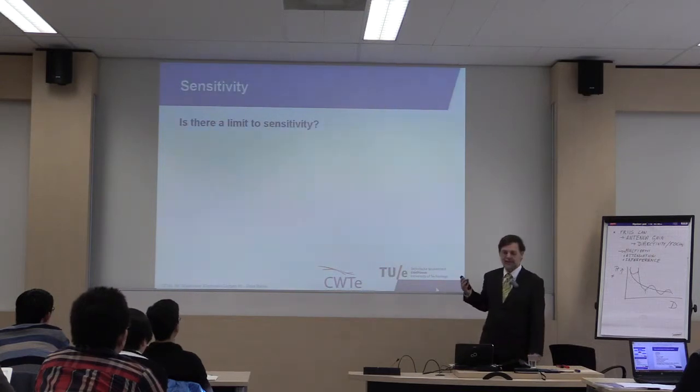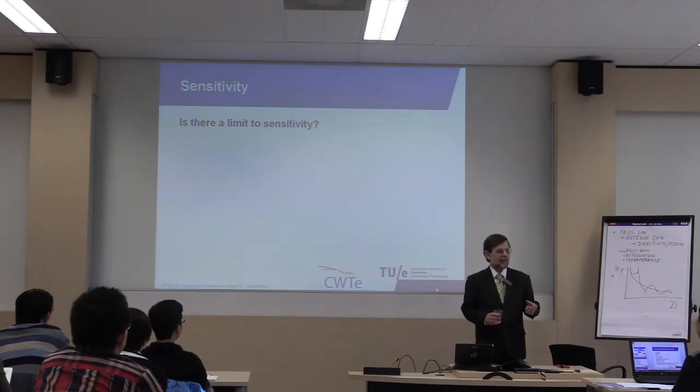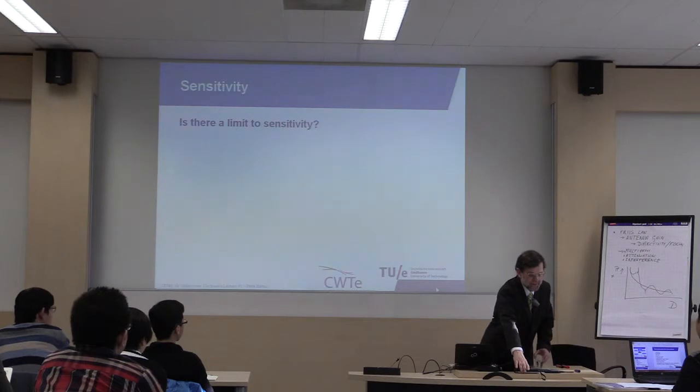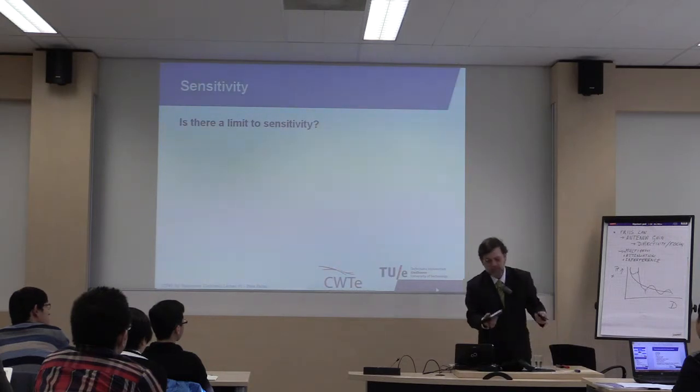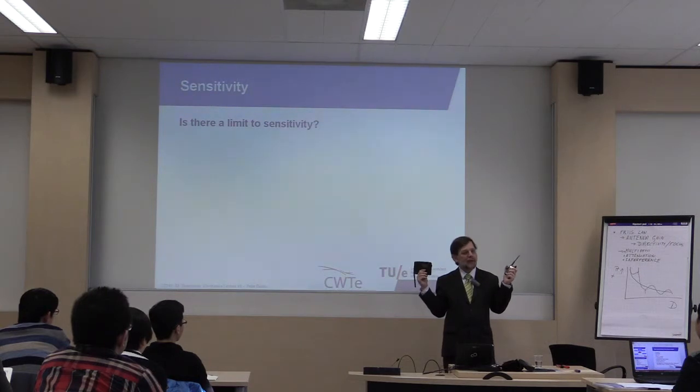So let's think about it. Can we find a number that tells us the sensitivity of a radio? So if we look at this radio and this radio, right, we know that this is a lousy radio, this is a good radio. Can we think of a way to put a number on that?